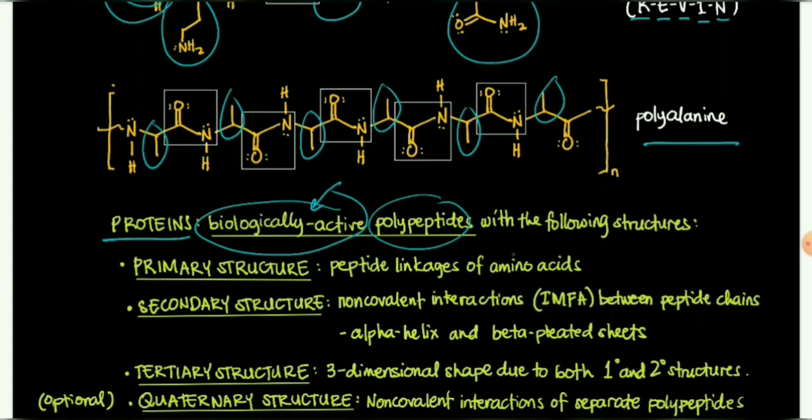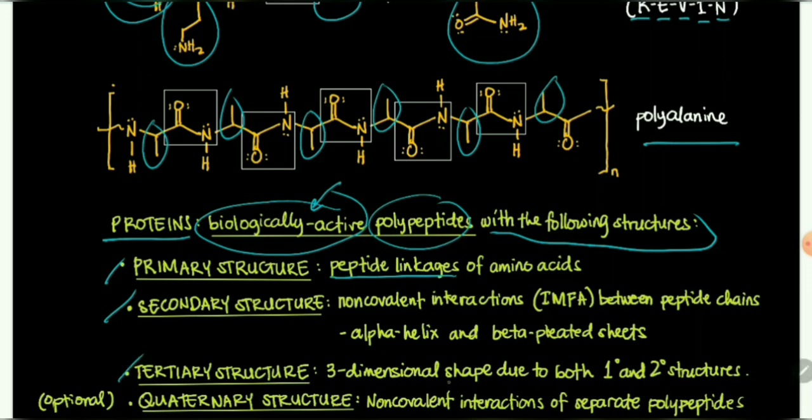Okay? So, proteins have the following structures. So yung primary structures, those are the amino acids bonded together through the peptide linkage. Okay? Yung secondary structure, kapag mahaba na kasi yung chain mo, nagkakaroon na ng parang intramolecular forces of attraction. So nagkakaroon ka na ng non-covalent interactions. So nagkakaroon ng IMFA yung inyong mga amino acid residues. So that's for the secondary structure.